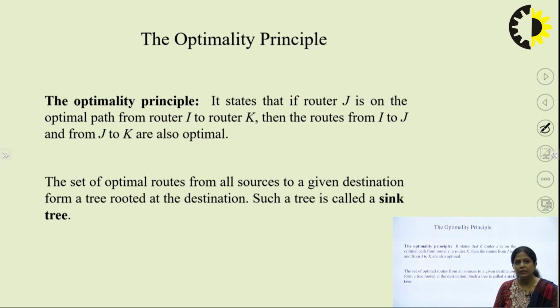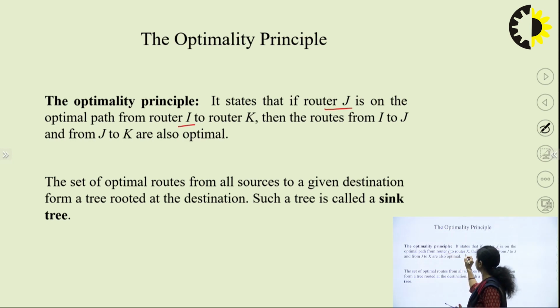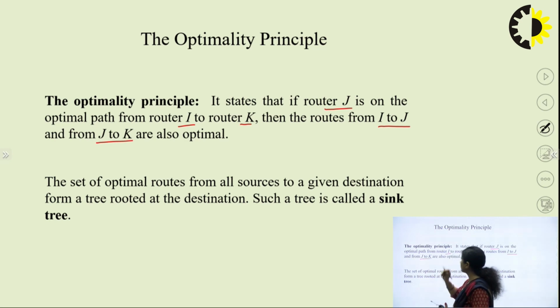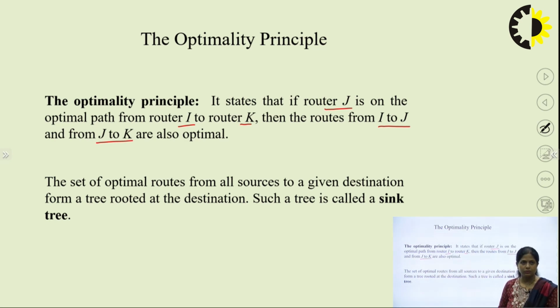What is the optimality principle? When we say optimum path or optimum route, what does it mean? It states that if router J is on the optimal path from router I to router K, then the route from I to J and the route from J to K are also optimal.